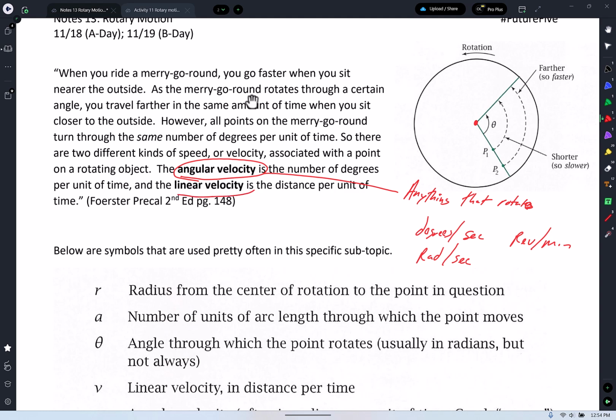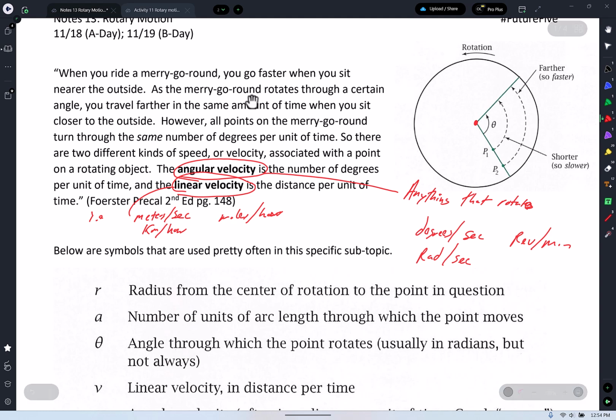And then linear velocity is the one that you guys have been doing all this time. Examples of that are meters per second, kilometers per hour, miles per hour. Anything dealing with distance divided by time is linear velocity. And anything dealing with rotations divided by time is angular velocity. Does that make sense, guys?